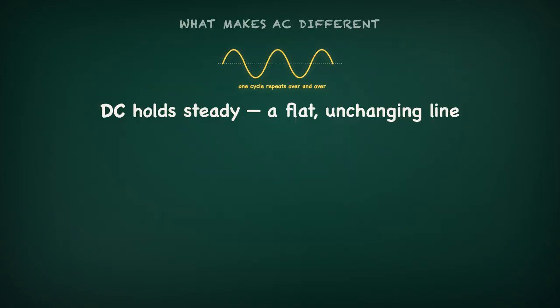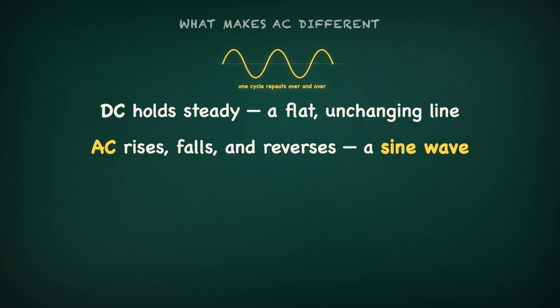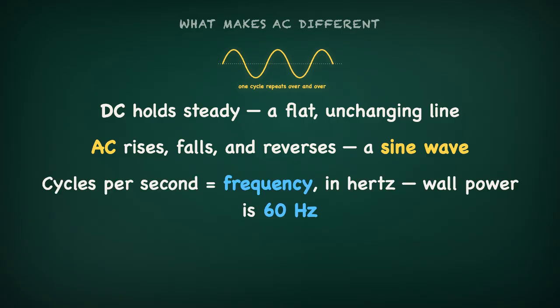First, what makes AC different? Direct current is steady, a flat, unchanging line. Alternating current swings up to a peak, back down through zero, to a negative peak, and back. That shape is called a sine wave. It repeats that cycle over and over. The number of cycles each second is the frequency, measured in hertz. Wall power is 60 hertz.